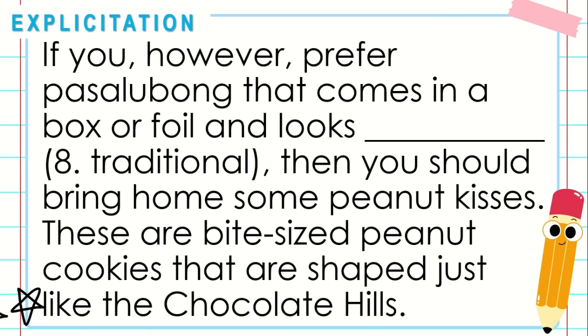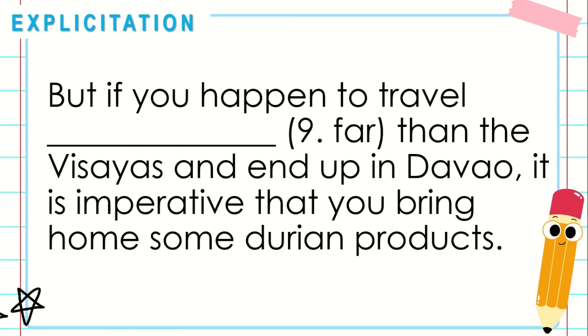If you, however, prefer pasalubong that comes in a box or foil and looks blank, traditional, then you should bring home some peanut kisses. These are bite-sized peanut cookies that are shaped just like the chocolate hills. But if you happen to travel blank far than the Visayas and end up in Davao, it is imperative that you bring home some durian products.